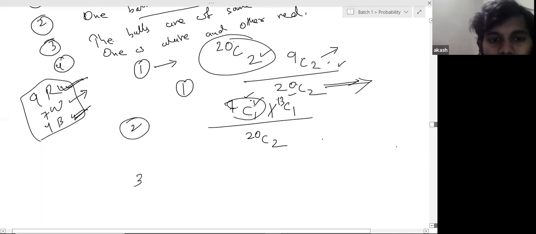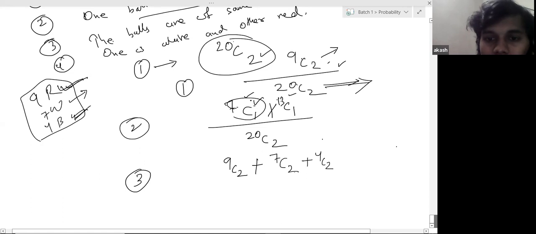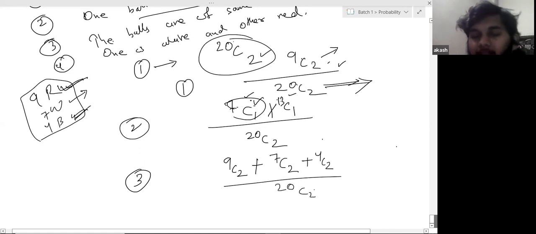Okay. The third part. The balls are of the same color. So they can be either red or white or black. So two red balls, 9C2, or means plus, two whites, 7C2, or two blacks, 4C2. Is this clear? Yes, sir.